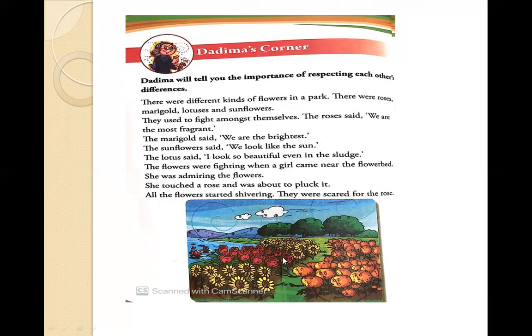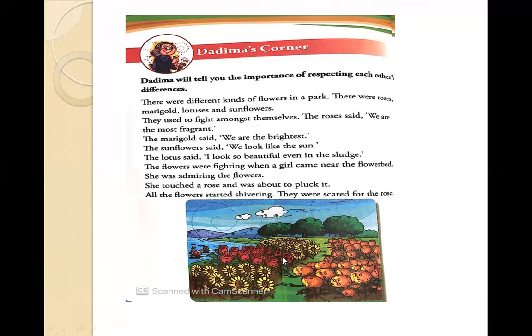So the rose is saying, "I am the most fragrant," in the sense of a good-smelling flower. Then the marigold said, "We are the brightest. Because of us, the park looks so beautiful."